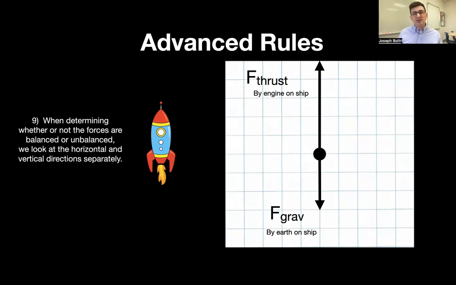Actually, I said we can look at them separately. What I should have said is we must look at them separately. Vertical and horizontal operate independently. So we can look at them as such.